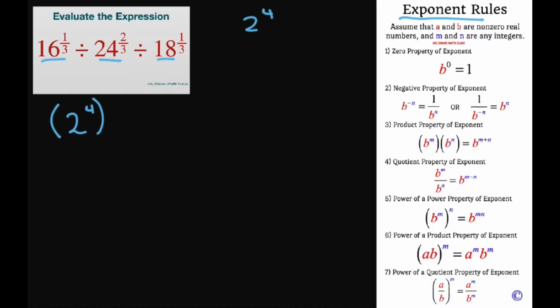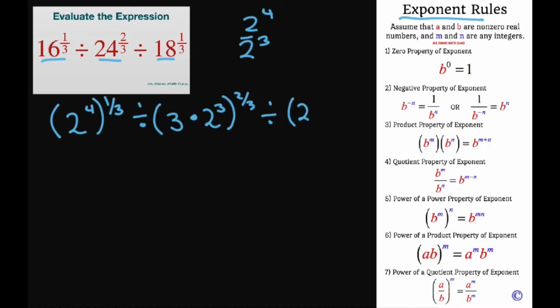2 to the power of 4, then we have to the power of 1/3. All right, and then we have divided by, now the 24, that's like 3 times 8. So I can write this as 3 times 2, so I get this 2 in here. 8 is 2 cubed, so 2 cubed, and then we have that to the power of 2/3. Then we have divided by 18, that's 2 times 9, so I'm going to write 2 times 3 squared to the power of 1/3. So basically I've used the smallest numbers I can think of here, so I can simplify this.